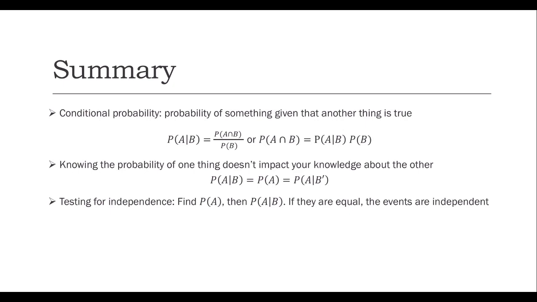So in summary, conditional probability is the probability of something given that another thing is true. And we know an event is independent if knowing the probability of one thing does not impact our knowledge about the other. To test for independence, you'll find the probability of A, then the probability of A given B, and if they're equal, then the events are independent.